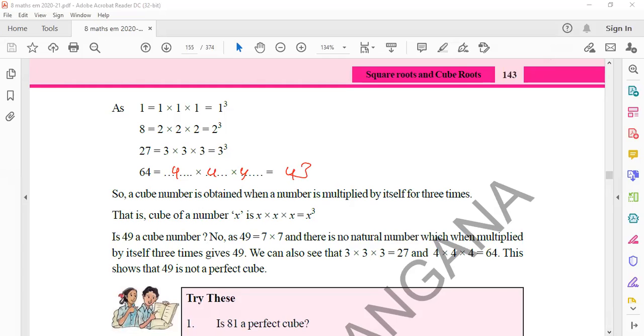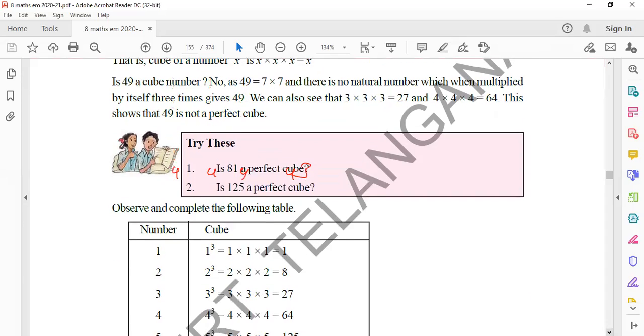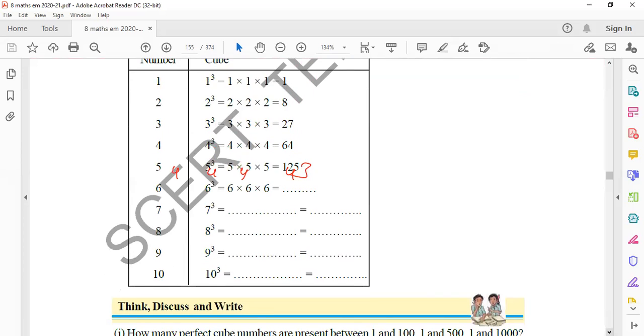So similarly, I told you that you need to remember the square roots for a long time. Like that, the cubes also have to be remembered for a long time, at least till 20 numbers. So you should try to fill in these numbers for better understanding.